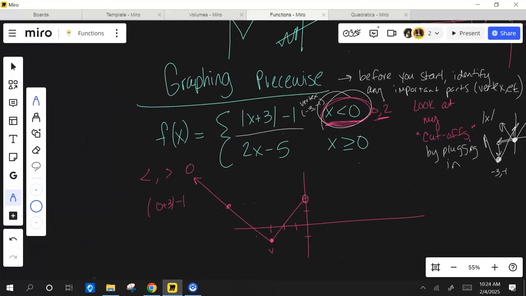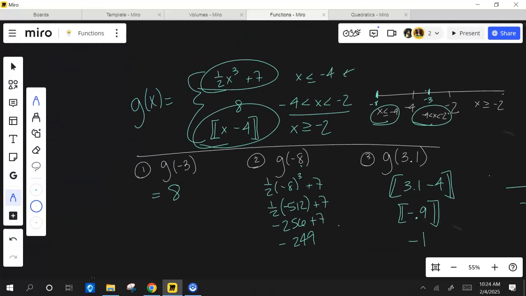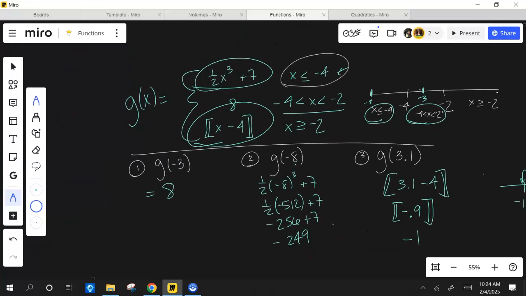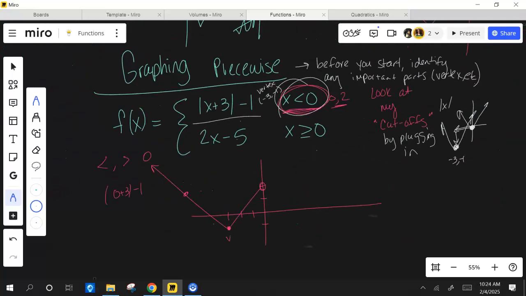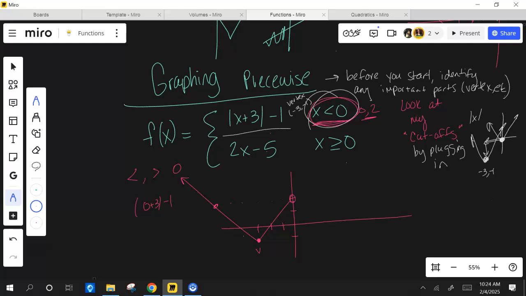Depends on what that is. Guys, I am struggling to talk over you. If my cutoff was -4, I'd be plugging in -4. I'd be plugging in -2. Whatever the cutoff is, that's what I'm plugging in. Here it's 0, and that's why I'm plugging in 0.